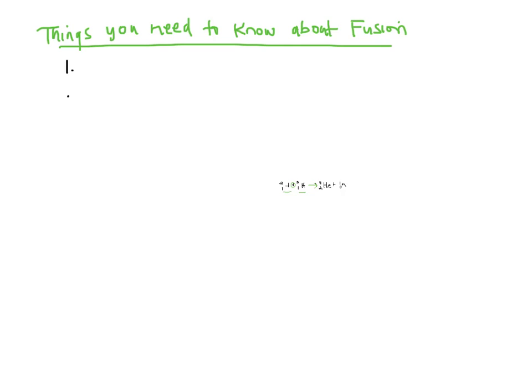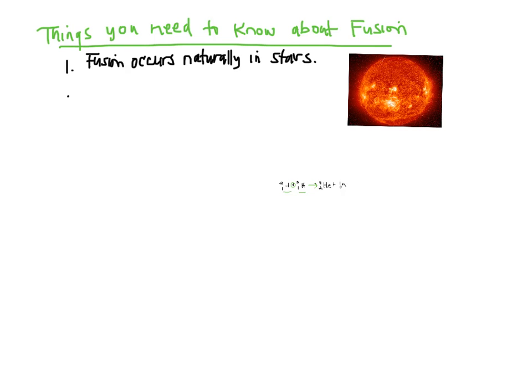So let's talk about a couple things you need to know about fusion. First thing is that fusion is actually a natural process, but just not here on Earth. Fusion actually takes place in stars like our sun, which explains a lot about why the sun is so hot, because it's a giant nuclear explosion, right? It's creating a bunch of helium from hydrogen fusing to each other, and then of course that's creating a huge amount of energy that is used to basically power our entire planet.